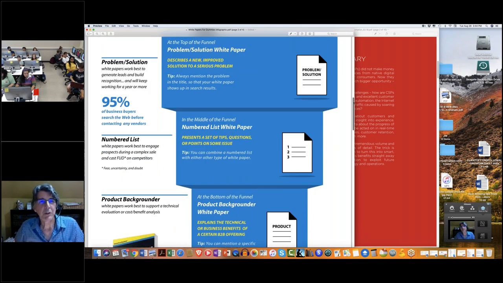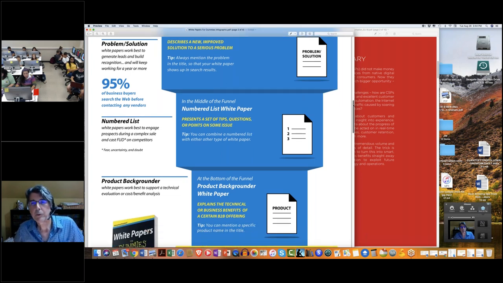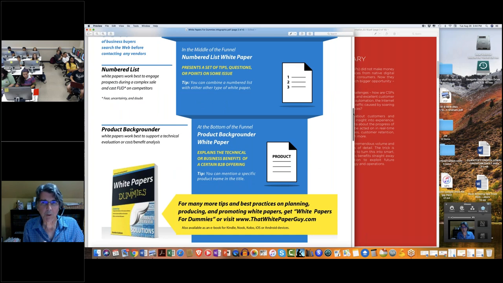In the middle, you can use a numbered list as people go down the funnel. The idea is that they continue to find out more. They winnow down their lists of possibilities. They get it down to a short list of maybe three possible vendors. But this could take a few weeks, and there's a lot of people involved.